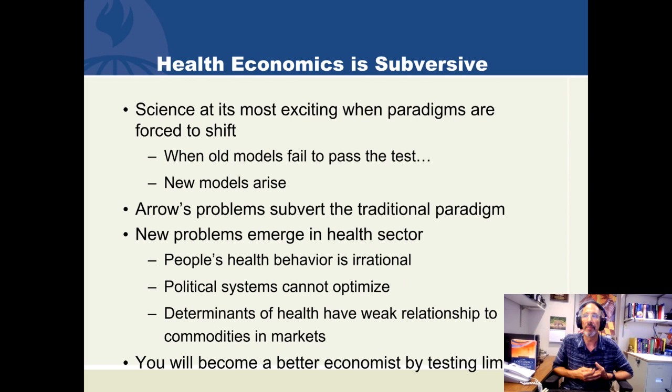People's health behavior is irrational, and people don't do what ordinary demanders and suppliers do. And we live in a world where the political systems that are so important to the healthcare area can't actually deliver the optimum solution. Finally, there are markets that revolve around the healthcare area. There are markets for drugs and doctors and nurses and hospitals, but they don't actually behave that much like regular commodities markets. So by testing the limits of what you think you know about economics in the area of health, you'll become a better economist. We'll find together that health economics requires systems thinking.